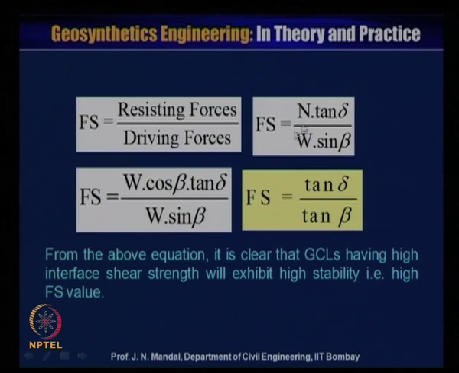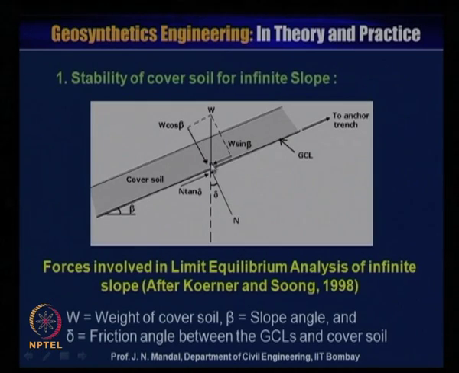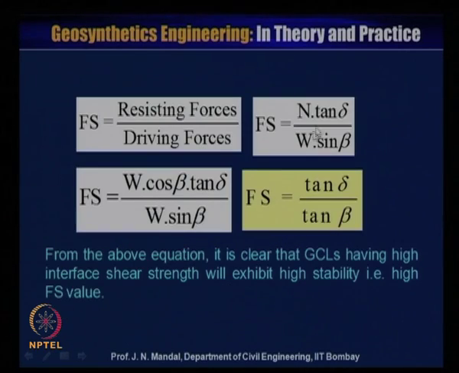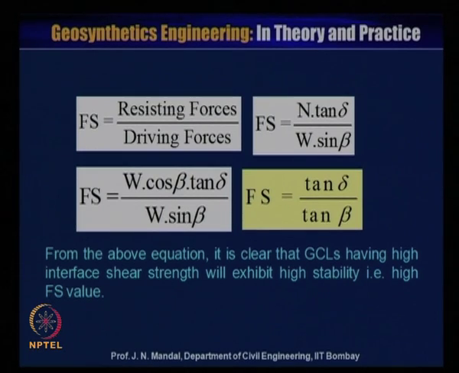Now, what is N? N is W cos beta. So, W cos beta times tan delta divided by W sin beta. Ultimately, you will obtain the factor of safety Fs equal to tan delta divided by tan beta. From the above equation, it is clear that a geosynthetic clay liner or geomembrane having high interface shear strength will exhibit high stability, that is, a high factor of safety value.